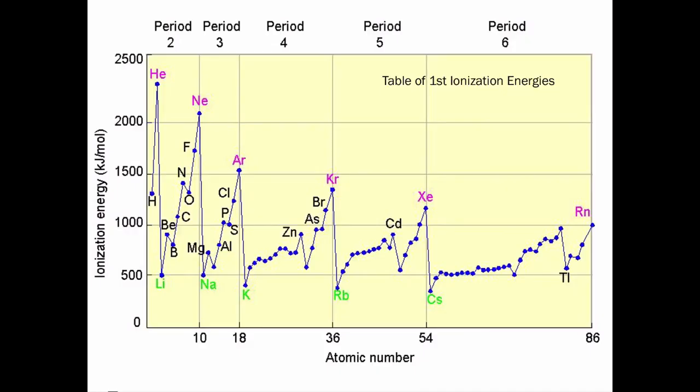So now we're going to get into these irregularities. This is just showing first ionization energies here.